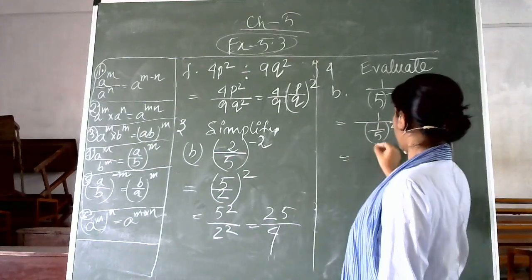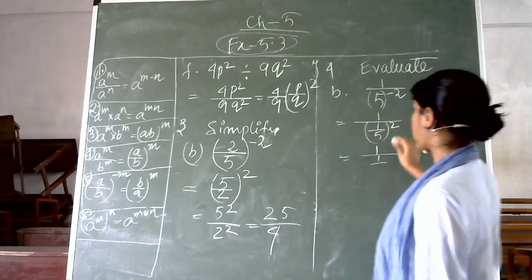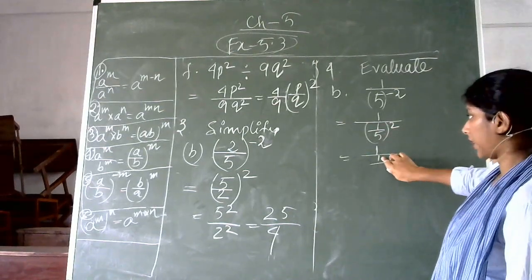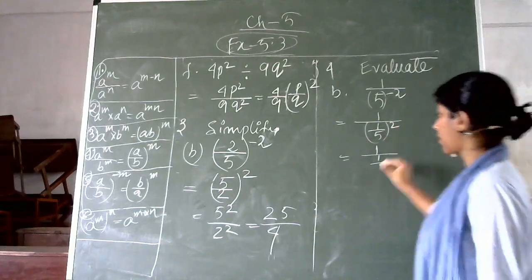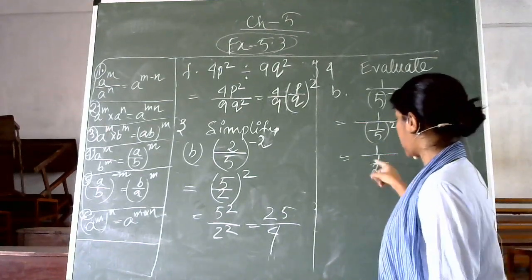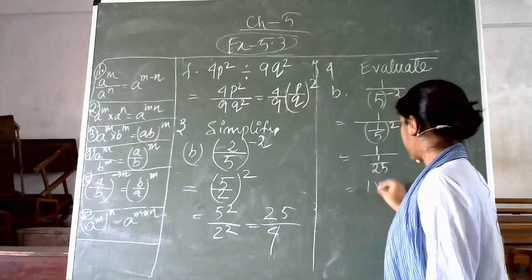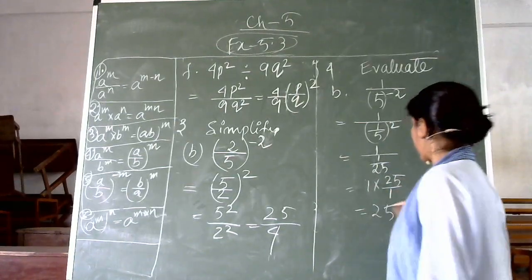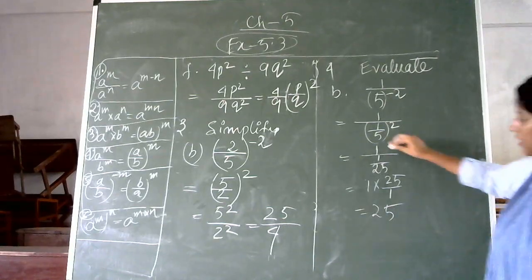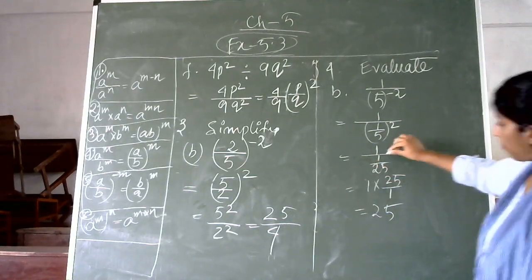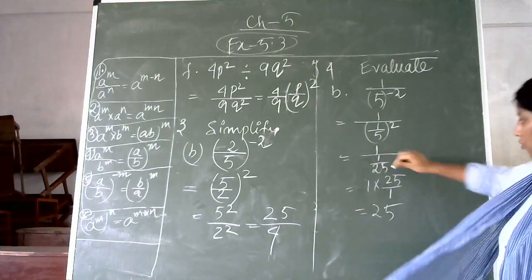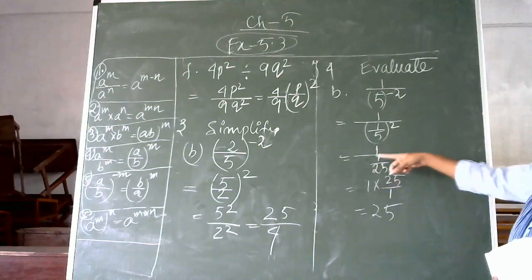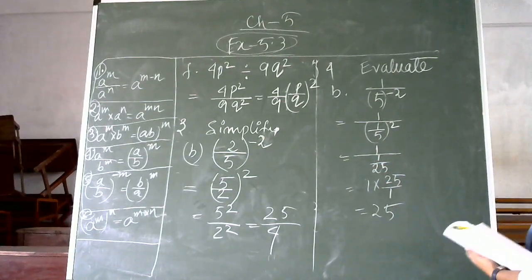Then 1 by 5, I am trying to break the bracket. So 1 square is 1, correct? And 5 square is 25. So this one I can write like this. Since this 25 is denominator, then again denominator. So how do we write? The main division is this one. So 1 into reciprocal of whatever this number is.